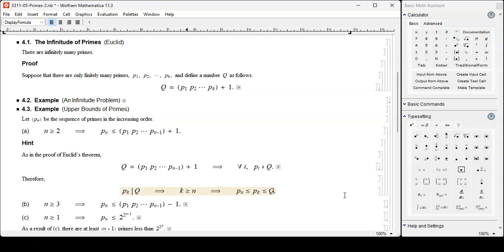Consequently, we get this conclusion. pk divides q, and then pk does not belong here, so k is greater than or equal to n. Therefore, the next smallest prime, pn, is less than or equal to pk, which is less than or equal to q.